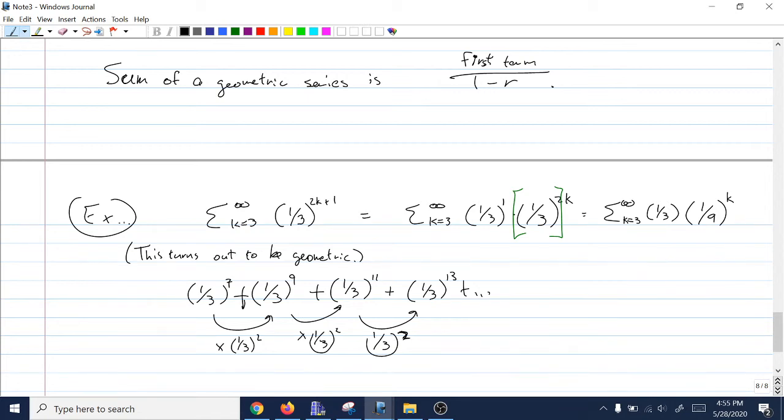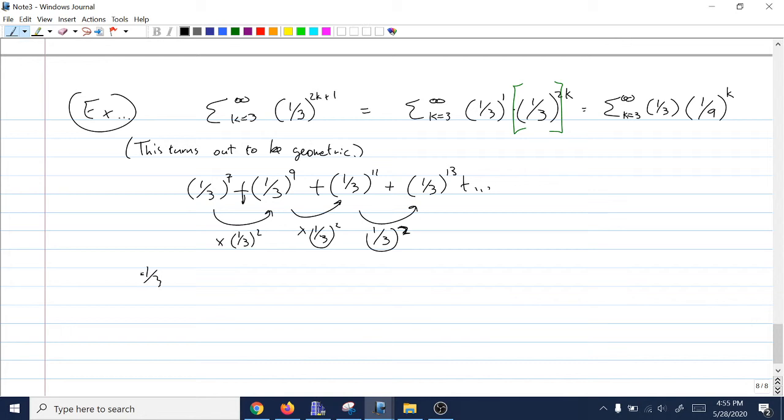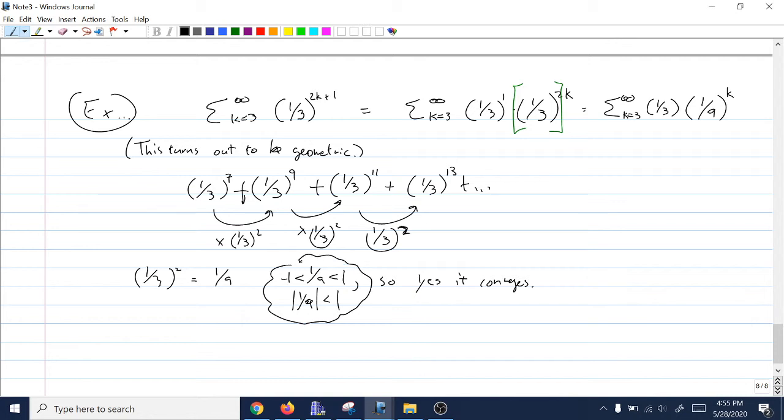Does the series converge? 1/3 squared is 1/9. 1/9 is between -1 and 1. So yes, it converges. Saying that 1/9 is between -1 and 1 is the same as saying the absolute value of 1/9 is less than 1. They usually write it with this absolute value notation as a slightly slicker way of describing this inequality. It's traditional to use that way of doing it. Yes, it converges. What does it converge to?